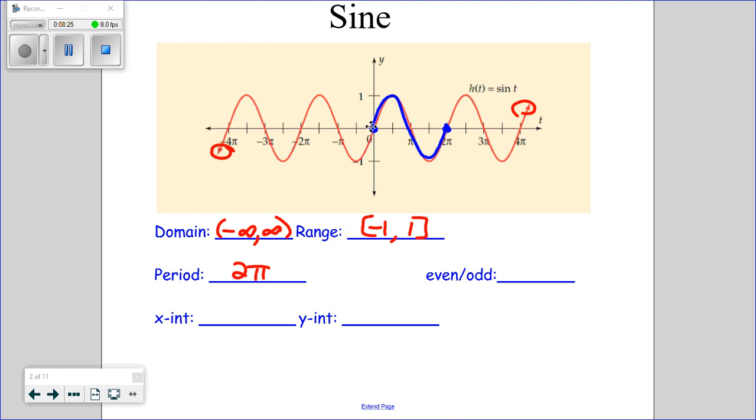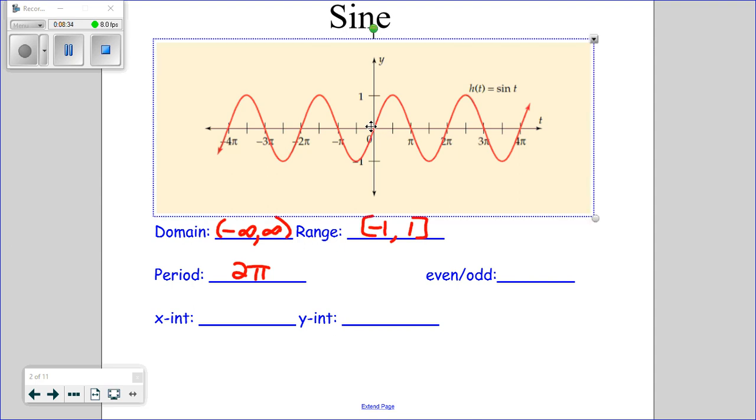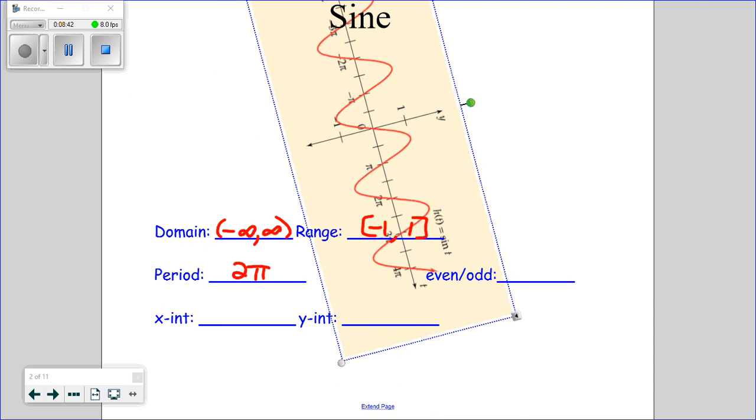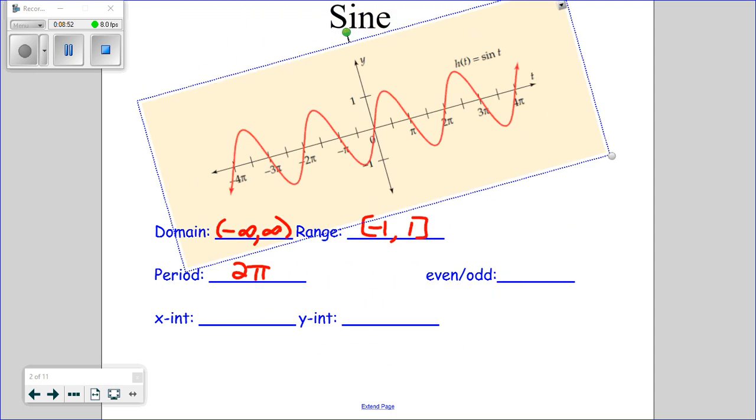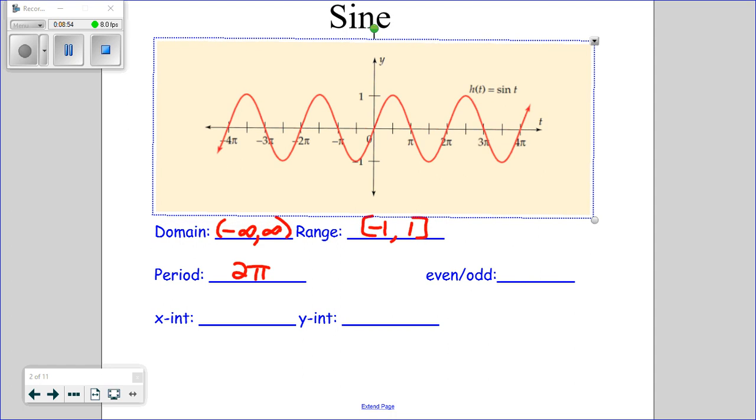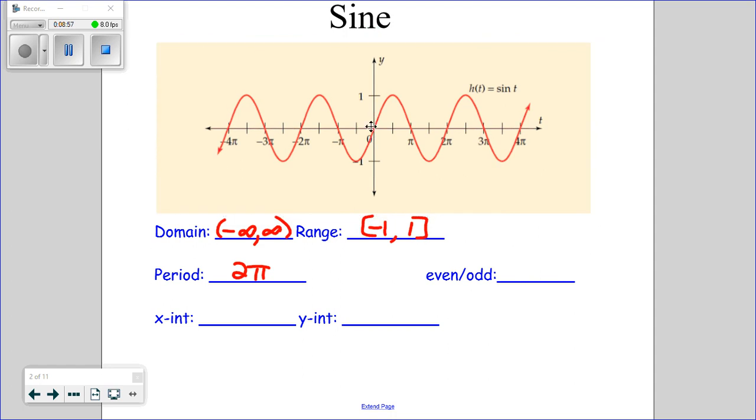Okay, let's talk about even and odd. So again, even and odd has to do with the symmetry of the graph. So the symmetry of this graph is rotational symmetry. If I take this graph and I rotate it 180 degrees around the origin, voila, we get the same graph. Remember, this is what it means to be an odd function. Odd functions, or the graphs of odd functions, have rotational symmetry. So that was pretty neat.